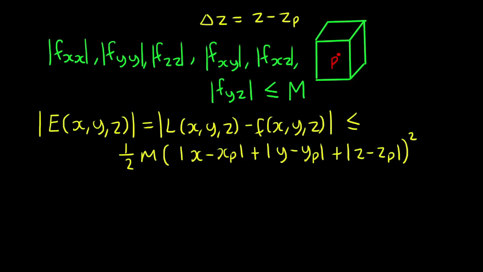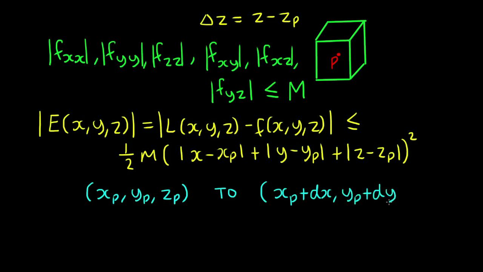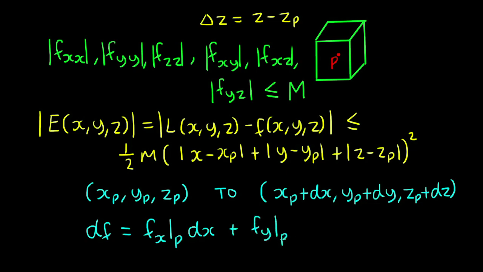And furthermore, if the second partial derivatives of f are continuous, then the total differential, due to a small change from point P to a point that's near P, so we have xp plus an increment dx, and yp plus a y increment, and zp plus a z increment, is written as follows, where the partial derivatives are evaluated at point P. So we have the partial with respect to x times dx plus the partial with respect to y evaluated at P times dy plus the partial with respect to z evaluated at P times dz.